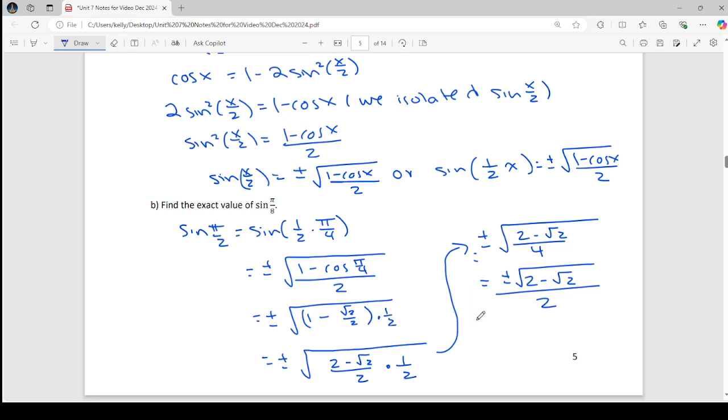However, pi over 8 is in quad 1. So the sine of pi over 8 will be the root of 2 minus root 2 over 2. There. So that is the double angle formulas, and then look what else we could do. We got a half angle formula as well. So good luck practicing this.